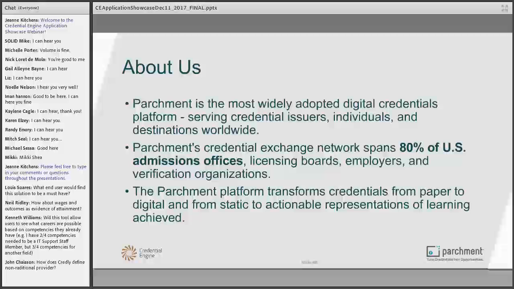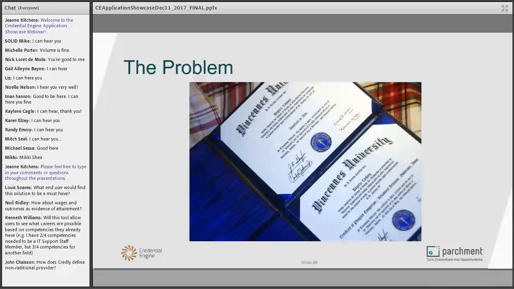For those of you who are not familiar with us, Parchment is a digital credentials platform, and we allow issuers both in the academic and professional credentialing spaces to take the credentials that they used to issue as paper and to transform those into connected digital credentials. Thousands of issuers and verifiers use Parchment services today, including registrars and admissions offices across the country, licensing boards, employers, and verification agencies. We also partner with agencies at the state level, such as the Indiana Commission for Higher Education, who wants to enhance credentialing on a statewide basis.